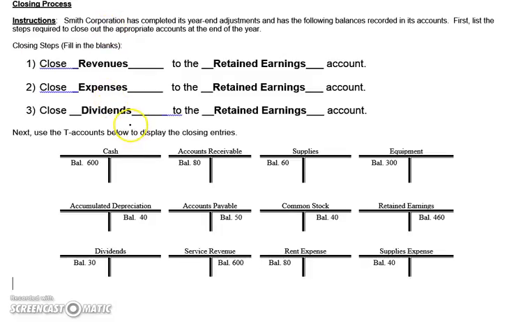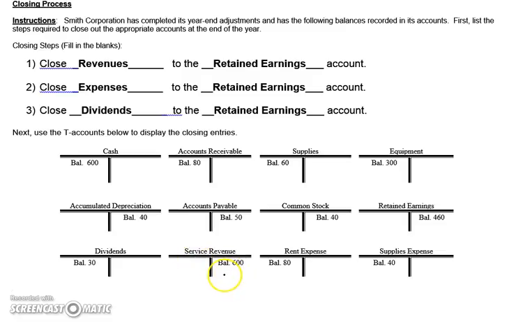The closing process is actually 3 easy steps. Step 1, close revenues to retained earnings. The only thing you have to be on the lookout for is if you have multiple revenue accounts. In our example here, we just have one revenue account, service revenue.